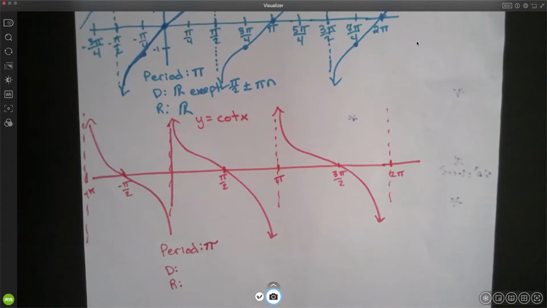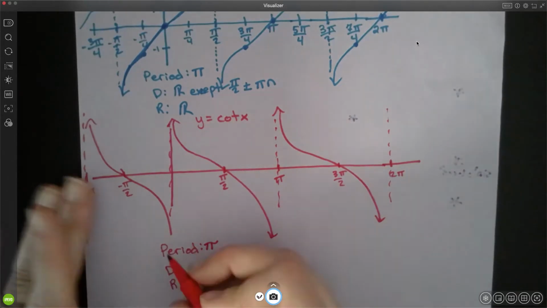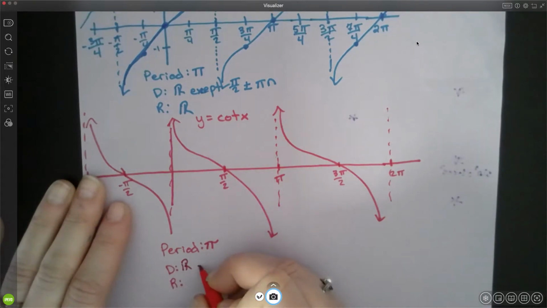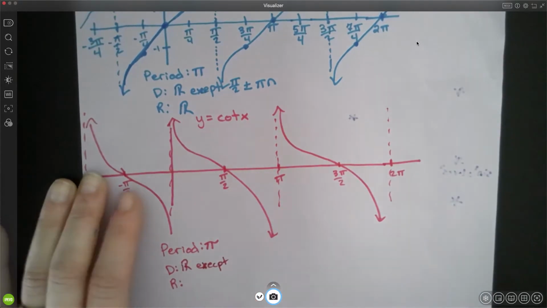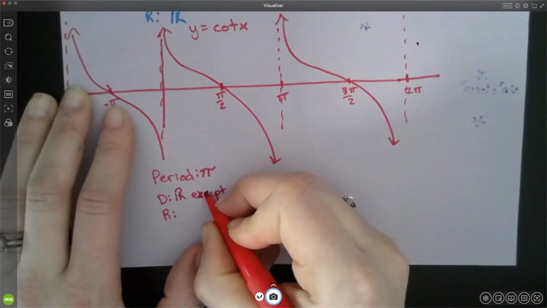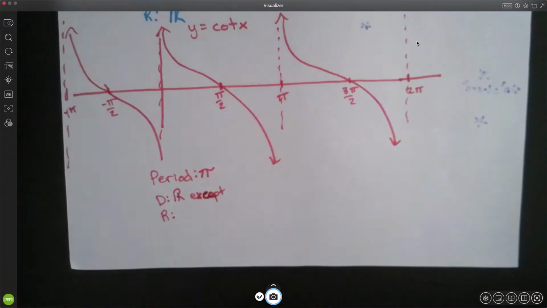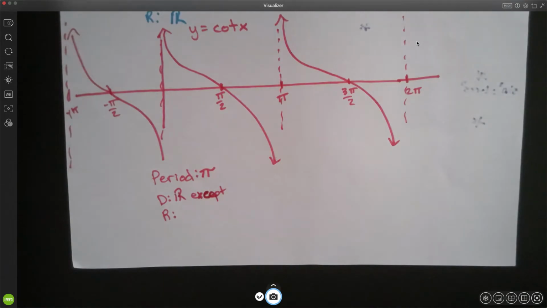Okay. The domain. Will he touch everything left and right? He won't touch the vertical asymptotes. Okay, and the vertical asymptotes occur, so all reals except pi n. I can't spell. It's just one of those days where words that you write don't look like they're supposed to, right? Okay, now, here's the deal.